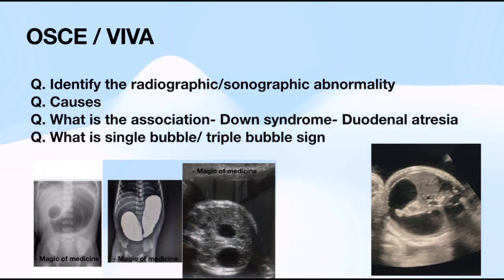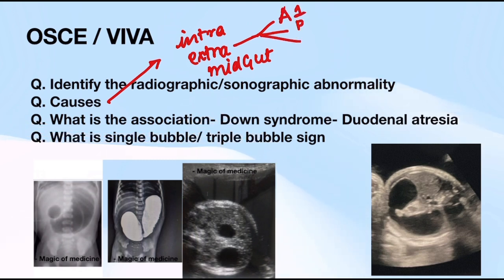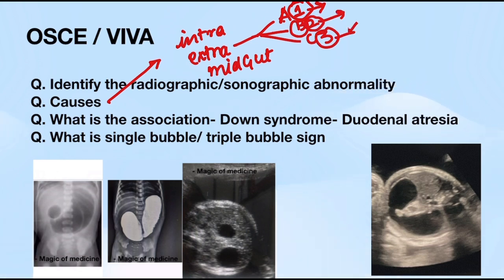Next question of the examiner will be, tell me the causes of this pathology. Causes I have already told you. You have to divide them into three: intraluminal, extraluminal, and midgut volvulus. For extraluminal, I have told you a mnemonic: A1, B2 and C3. A1 is for annular, meaning 1 point of A, 2 points of B and 3 points of C.